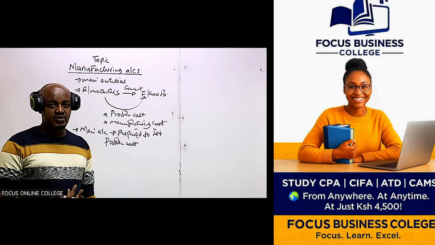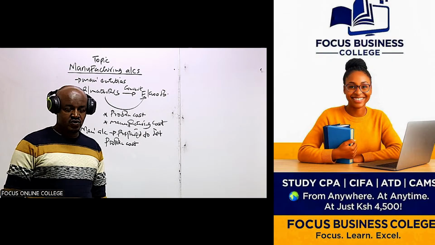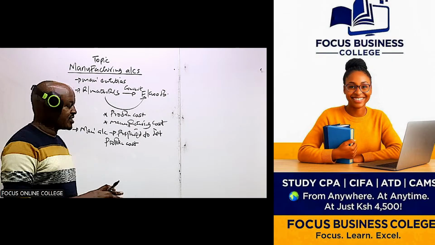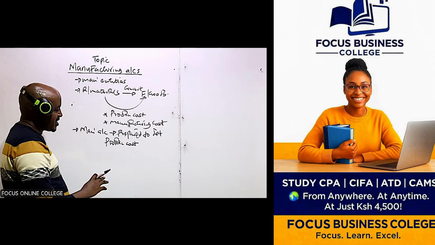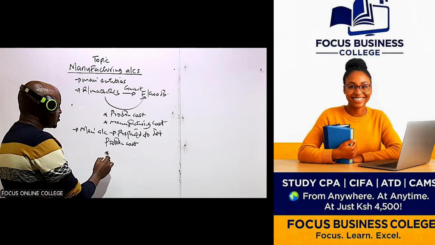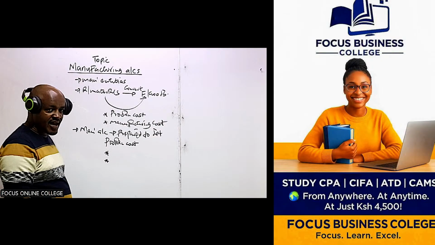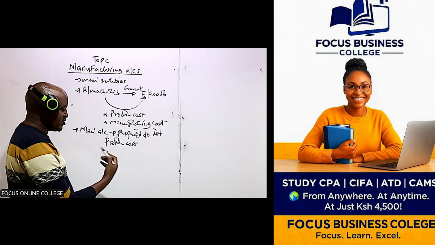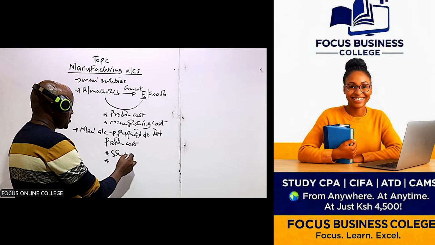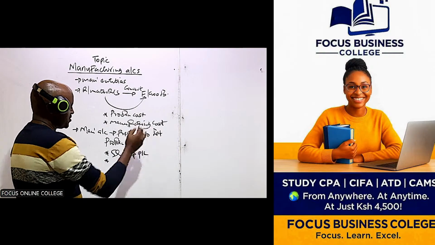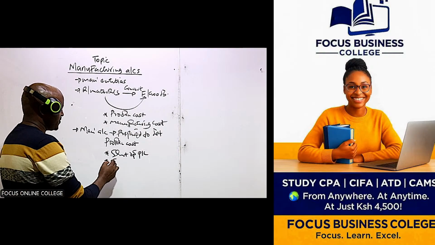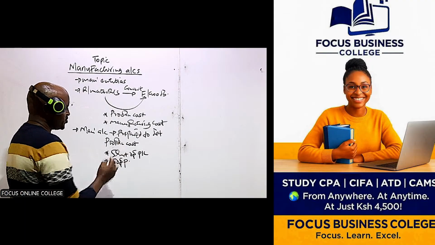So therefore, the main objective of this particular topic is basically to know how the manufacturing account is prepared. But it's also important for you to note that other than preparing this manufacturing account, the manufacturing entities also prepare the other financial statements, the normal financial statements, which include the statement of profit or loss, and also the statement of financial position.